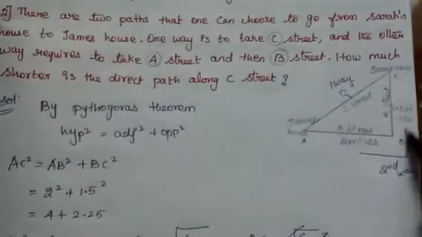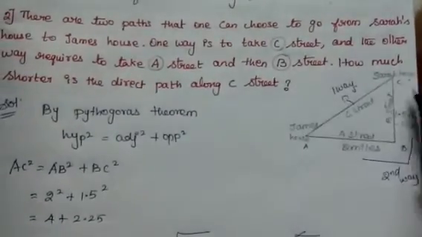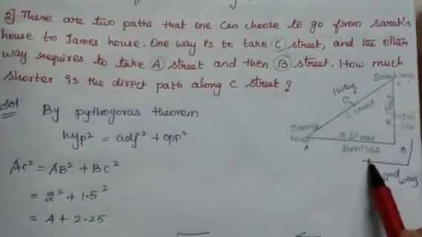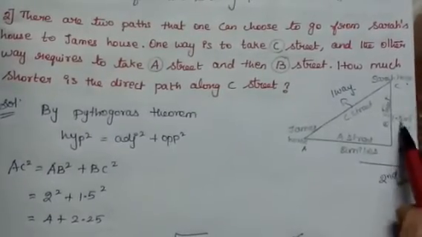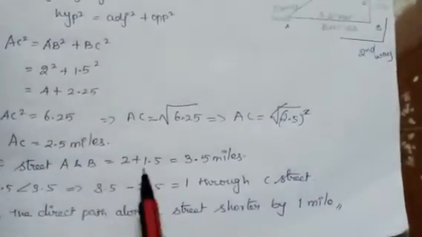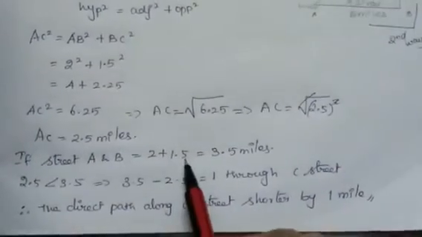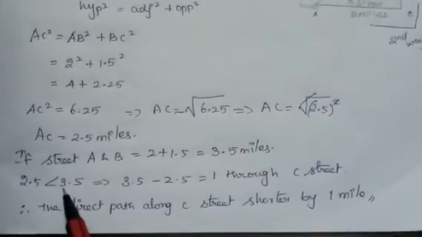So let us add these two terms, AB plus BC. Add these two terms, 2 miles plus 1.5. If we go by cutting like this, we have to cross 3.5 miles. Listen, A point is 2 plus B street is 1.5. Add both together, we'll get 3.5 miles. So, which is bigger?